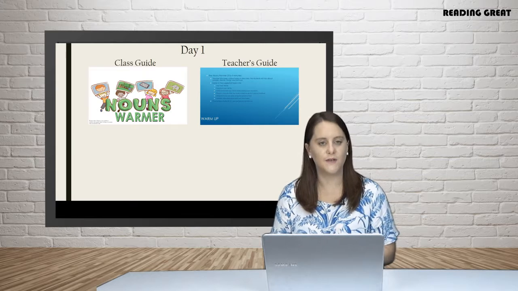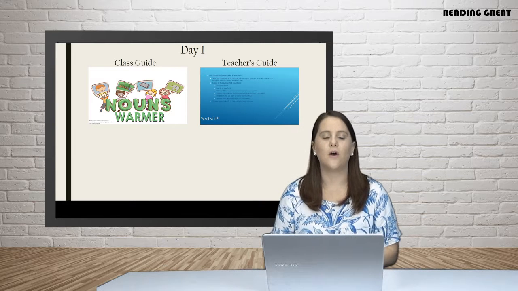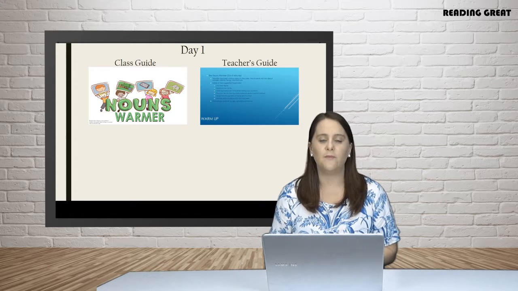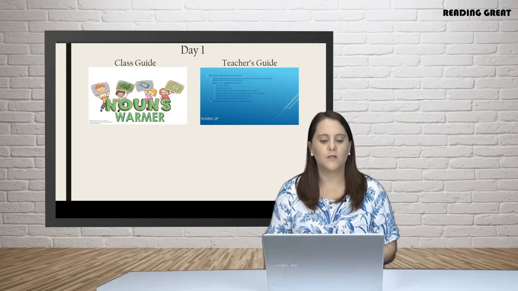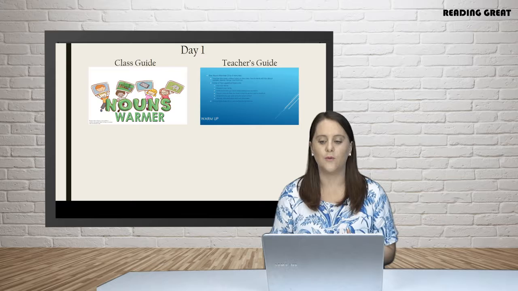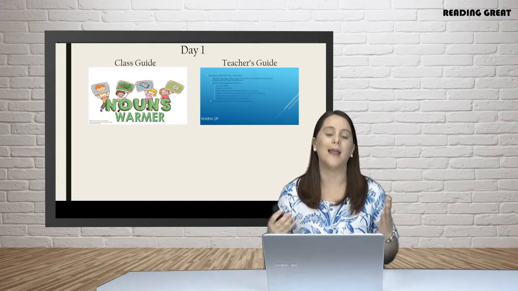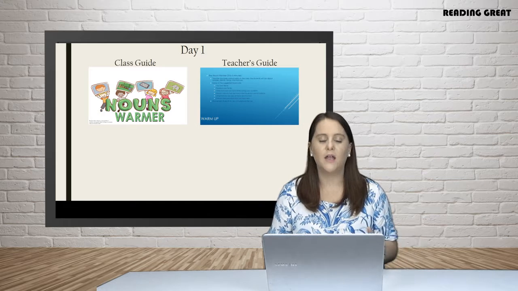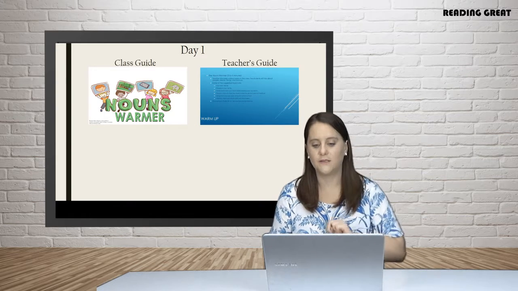The warm-up is different this time for level 2. It's called the noun warmer. You should spend about 3 to 5 minutes, but no more than 5 minutes on this activity. So for this activity, you're going to pick a topic or category from either people, places, things, or animals. Some suggestions are given in the teacher's guide, and you can do this activity in 2 ways.